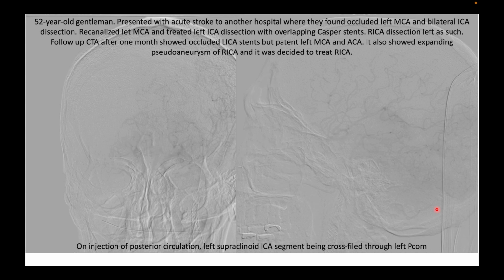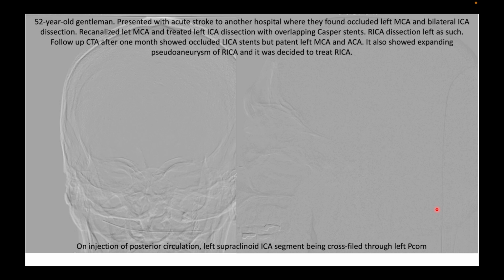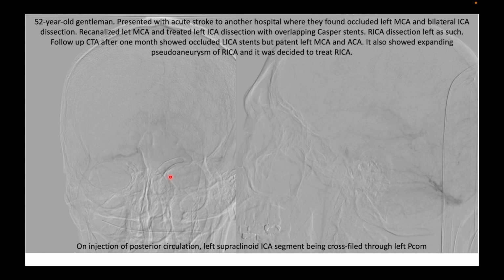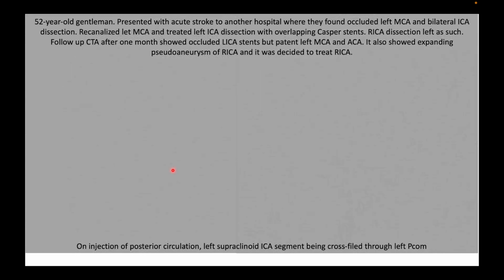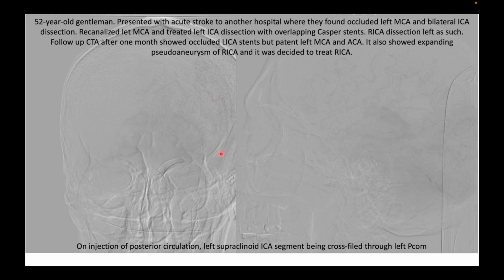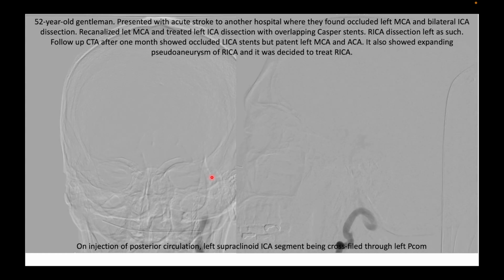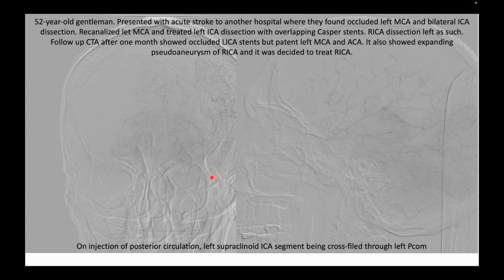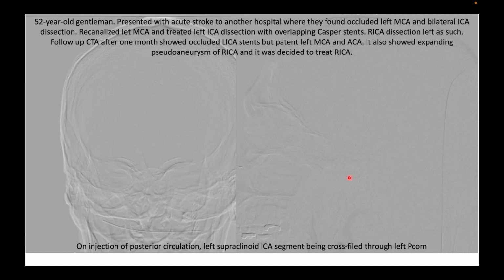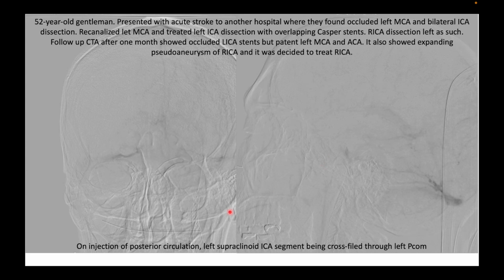CT also showed an expanding pseudoaneurysm of the right internal carotid artery, and therefore it was decided to treat the right internal carotid artery. Now, injection of the posterior circulation done here shows that there is cross-filling of the left supraclinoid ICA segment, that is seen here, and the left middle cerebral artery can be seen here. This is all being cross-filled from the posterior circulation, and that same thing is seen on the lateral view of the posterior circulation. You can see here the basilar artery, and then that's the middle cerebral artery territory being cross-filled through the PCOM.